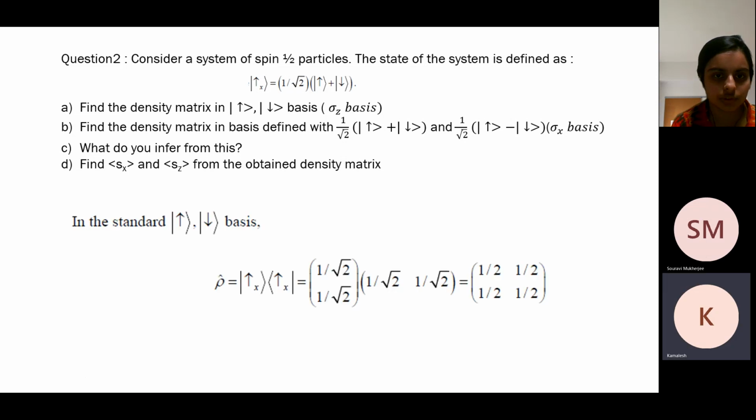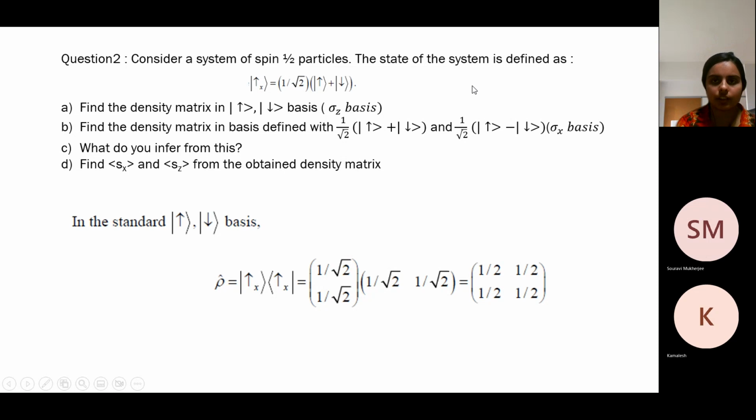So you have to find something like this. Do you remember now? If the state of the system is already specified, like your system can be in only one particular microstate, that means it's the pure state, and in that case, you can just do this outer product, and that would give you the density matrix, right?